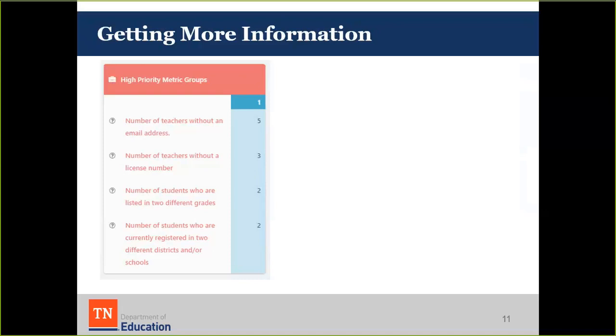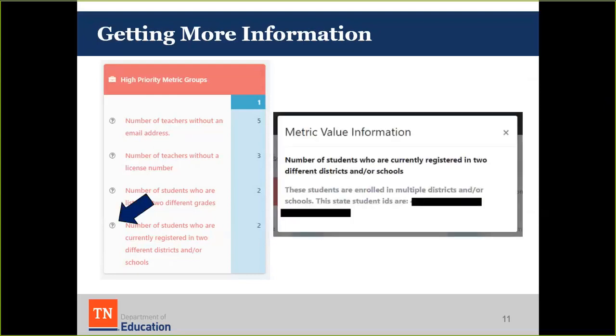So if you want to know something more specific about that information, I can click on that small question mark you can see to the left of the information, right there where the arrow is pointing. And then that will pull up something that looks like this, which gives metric value information. In this case, these students are currently registered in 2 different districts or schools. They gave me their state student ID so that I could look them up. I blacked that out for you since you don't need somebody else's USID.